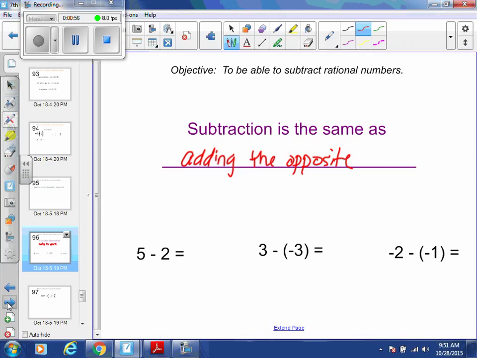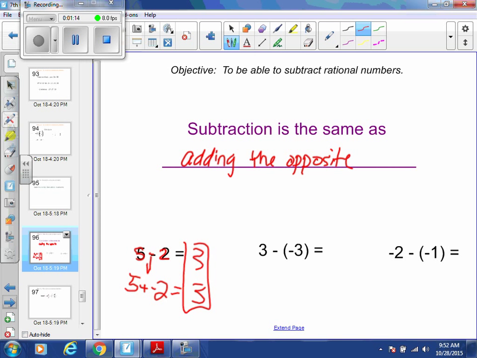If I change 5 minus 2, if I change the subtraction into adding the opposite of what comes next, all right, 5 positives and 2 negatives makes 3 positives. Just like 5 minus 2 is 3. So there's proof that subtraction is the same as adding the opposite.